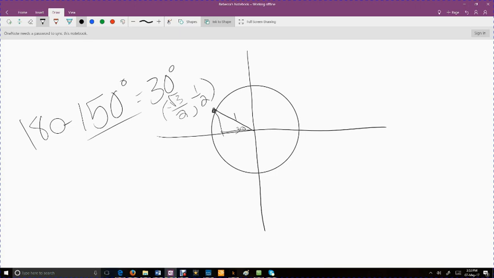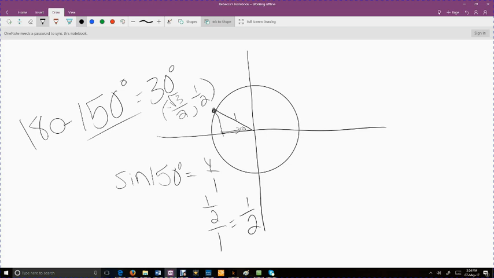So if we need to find the sine of 150 degrees, we're taking y over 1, or 1/2 over 1, which equals 1/2. If we need to find the cosine, it's x over 1, because the hypotenuse is 1, so it's going to be negative square root of 3 over 2. And if we need to find the tangent, we're going to do y over x, and that ends up being negative 1 over the square root of 3. All of those numbers come from special triangles from yesterday.